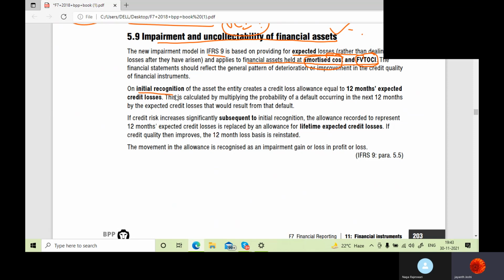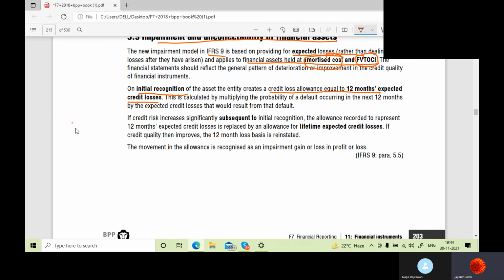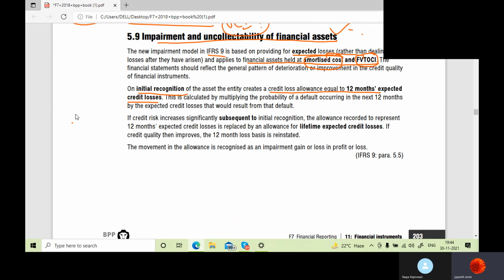So on initial recognition of an asset, the entity creates a credit loss allowance equal to 12 months expected credit losses. That means because of the credit loss, the security value can go down. So like an impairment allowance account would be there, na? Like that, they are creating a credit loss allowance account. This is calculated, just a second.